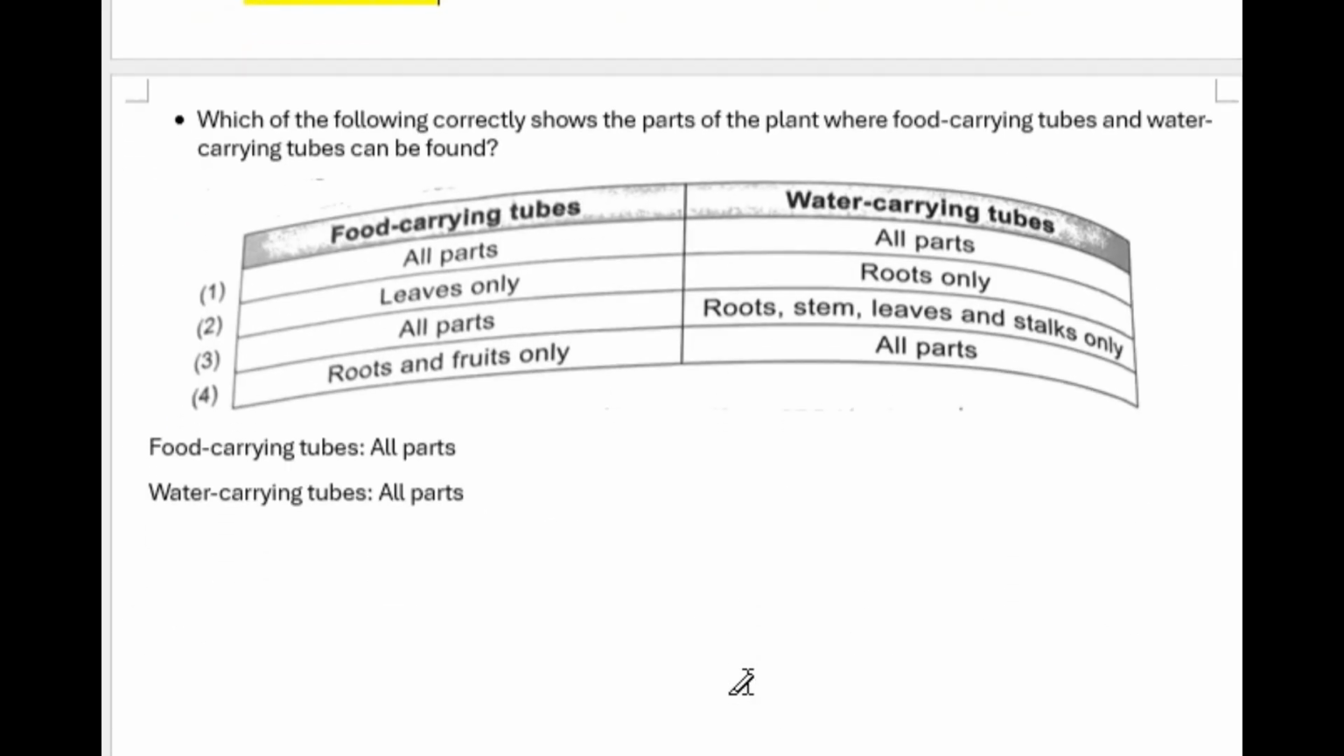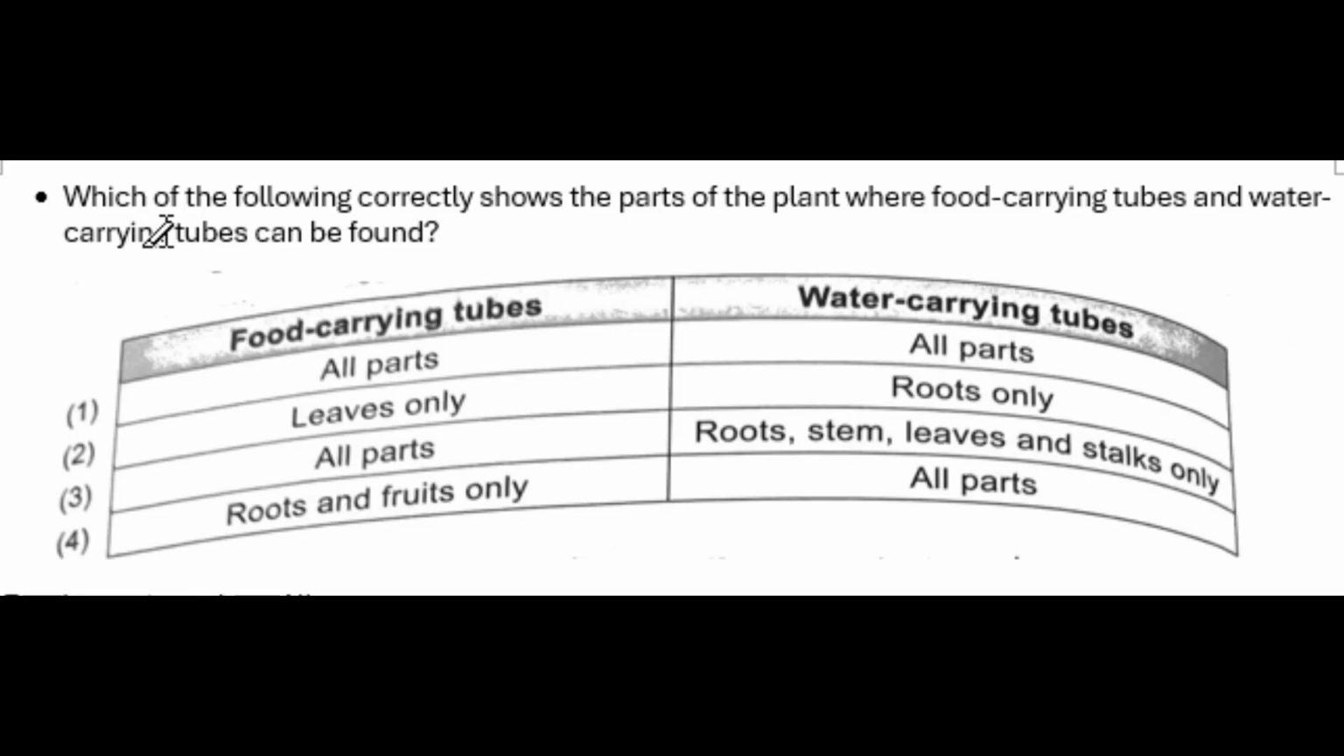Which of the following correctly shows the parts of the plant where food-carrying tubes and water-carrying tubes can be found? Food-carrying tubes, all parts. Water-carrying tubes, all parts.